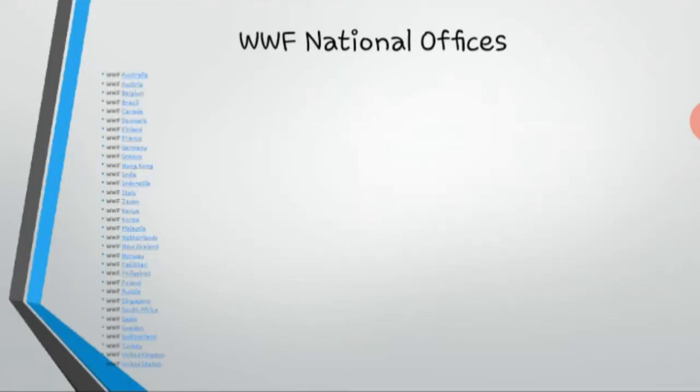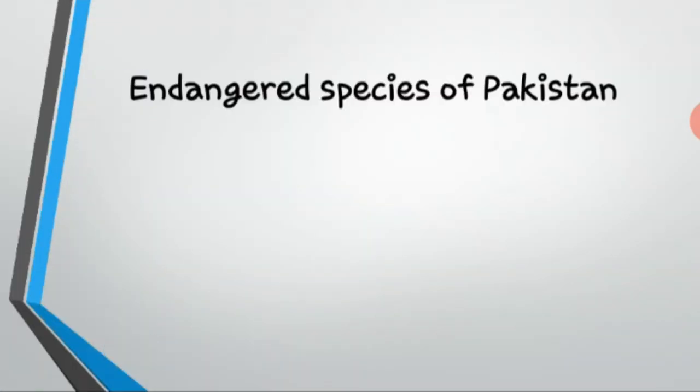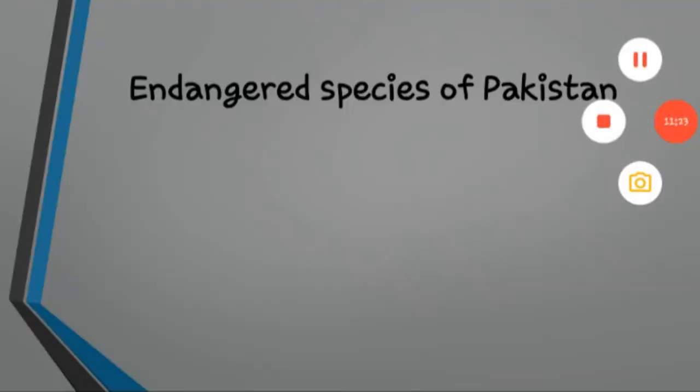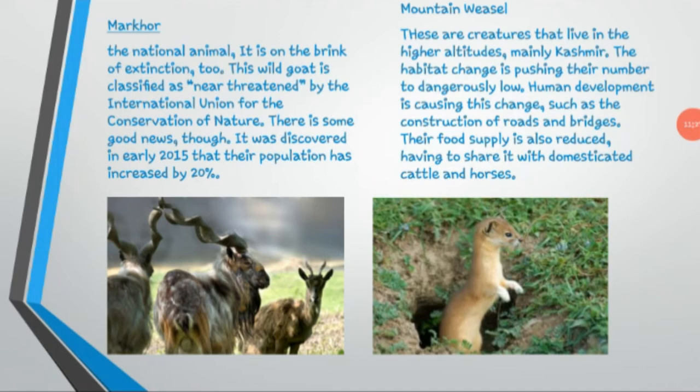So it was all about WWF, and these are the national offices of them. Almost in every country they have their offices. The endangered species of Pakistan and others, you already know that there are many species which are threatened, which can become extinct from Pakistan, but we'll discuss a few.